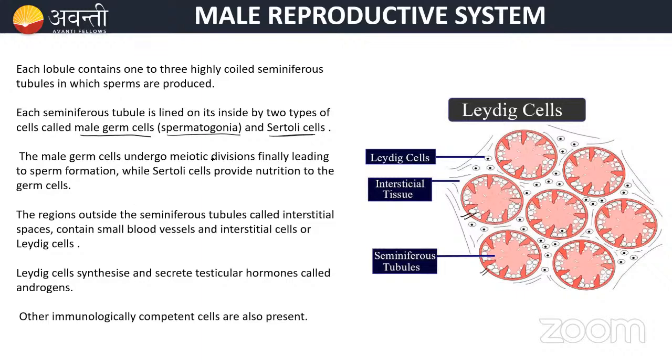Now, outside these seminiferous tubules, there are tissues known as interstitial tissues. In the interstitial tissues, there are cells also known as interstitial cells or Leydig cells. The function of these Leydig cells is to produce the hormone androgen or testosterone. Apart from the Leydig cells, in the interstitial tissue, there are also some immunologically competent cells. These cells are like leukocytes. They provide protection against bacteria, microbes, or viruses.